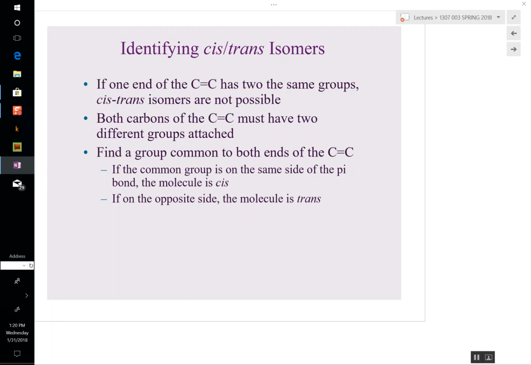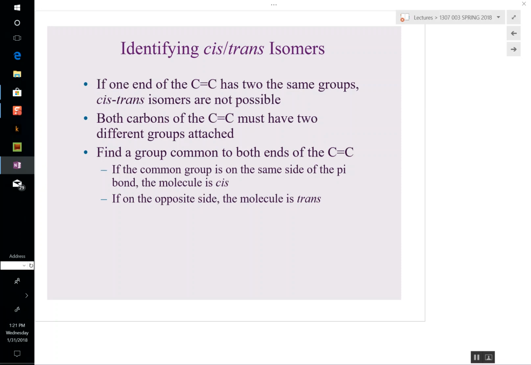All right, it says if one end of the carbon-carbon double bond has 2 the same groups on it, then you don't need cis or trans. If either one of those 2 carbons involved in the double bond have 2 things on it that are the same, then you don't need cis or trans in the name. That's what that first sentence is telling you. Both carbons of the carbon-carbon double bond must have 2 different groups attached.